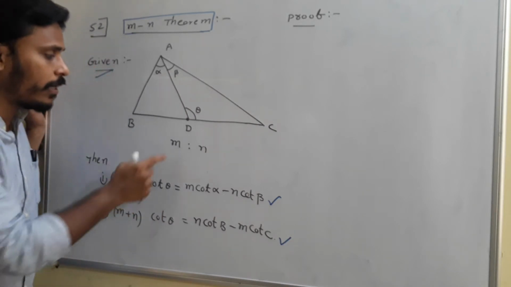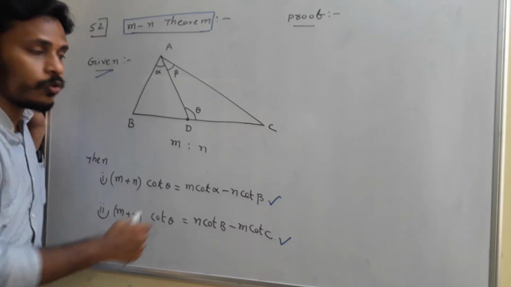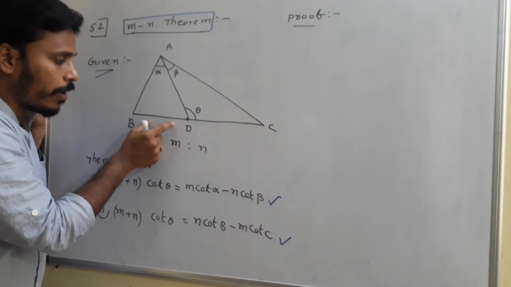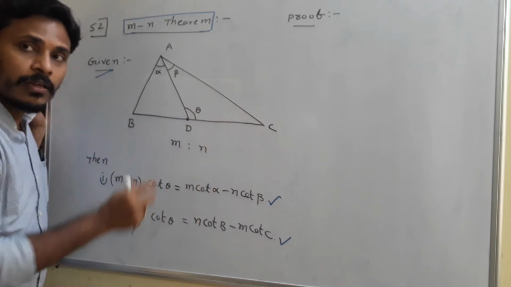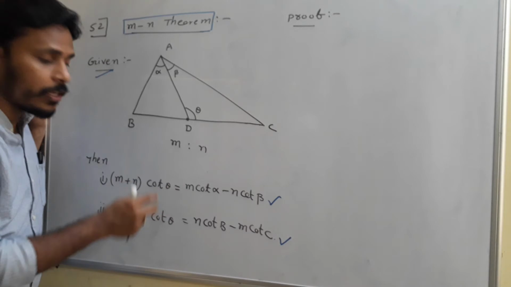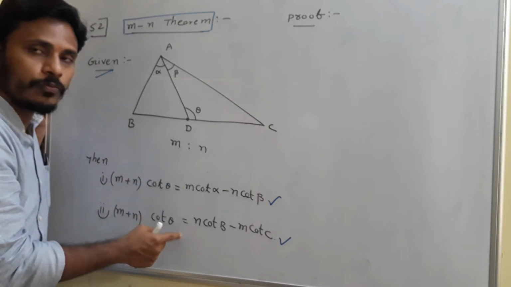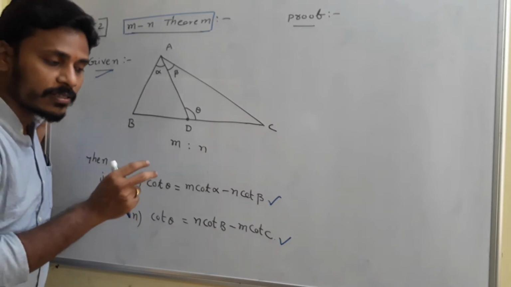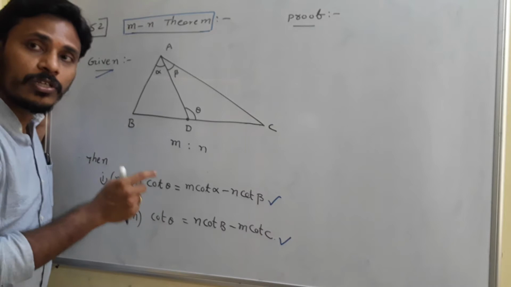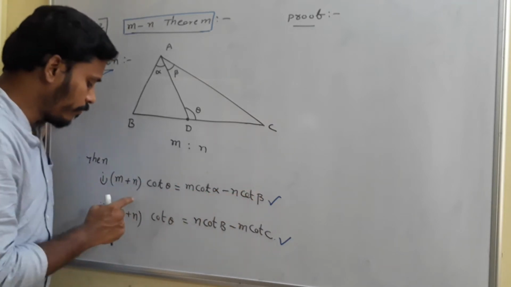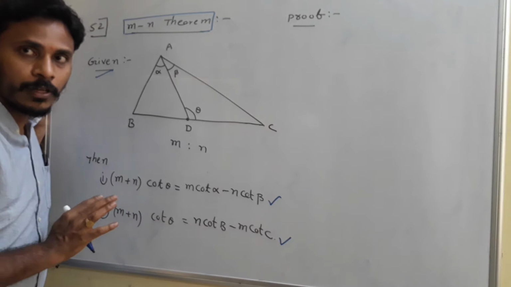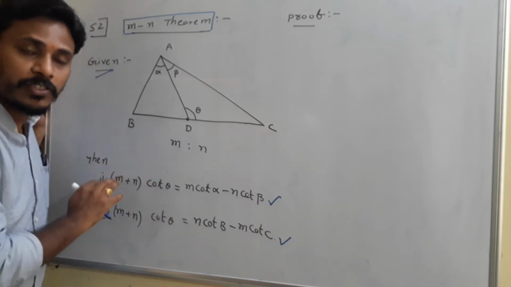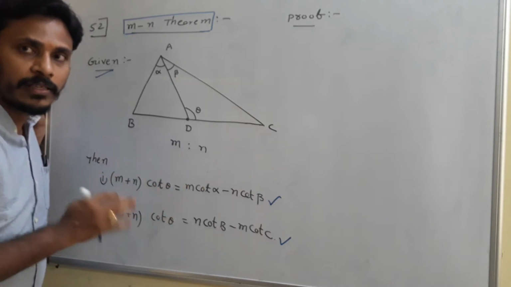And coming to the second statement, M plus N cot theta is equal to N into cot B minus M into cot C. You need to observe it for memorization, right? And to prove this MN theorem, we use the sine rule. Using the sine rule, I will try to prove the first one, and automatically the second one will also follow. A similar type of proof is applicable for the second one. First try to prove the first one, and then we will take the second one also.